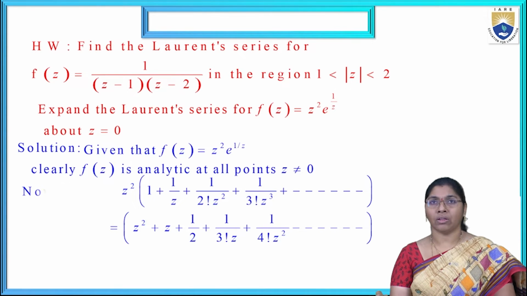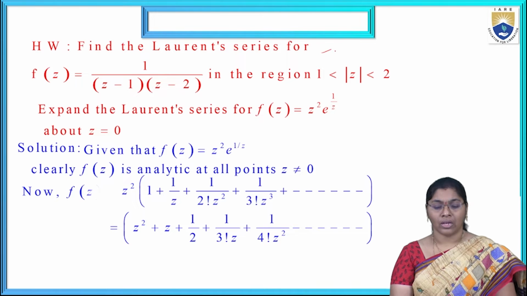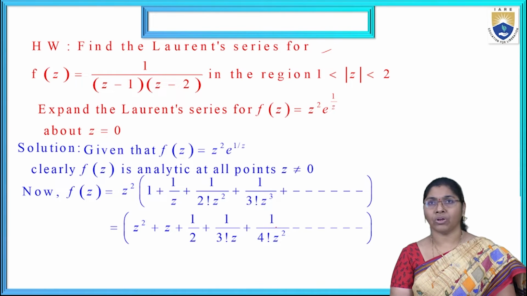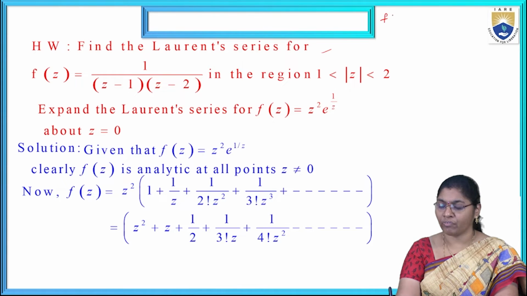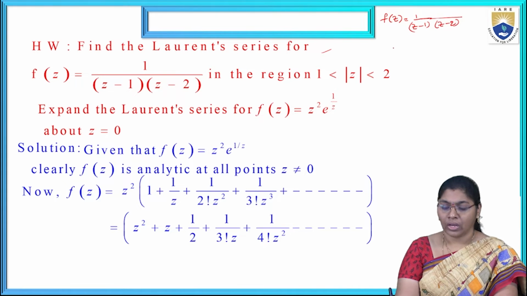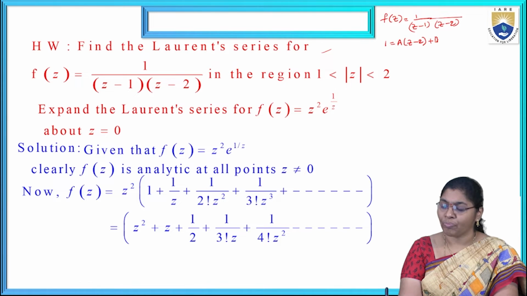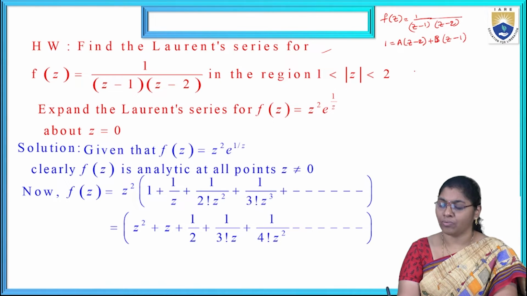Here two problems are there. The first one is: find the Laurent series for f(z) equal to 1 by (z minus 1)(z minus 2) in the region 1 less than mod z less than 2. Now the solution. Here we are using the partial fraction method, that is 1 equal to a(z minus 2) plus b(z minus 1).